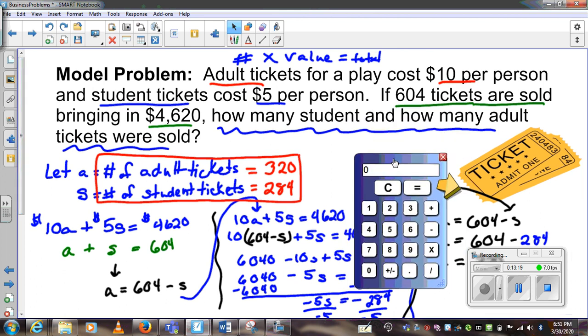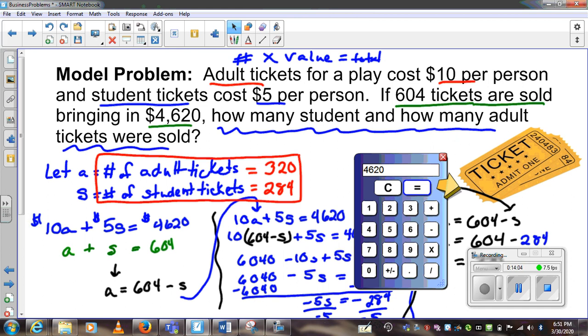Okay, so here's my calculator, and I'm going to do 320 plus 284, and that should give me 604 tickets, which is perfect. Now, let's see. There were 284 student tickets, and those were $5 each. So that means student tickets brought in $1,420. The adult tickets were $10 each, and there were 320 of them. So you might be able to multiply that in your head, 320 times 10. So plus 3,200, and that gives me 4,620. Perfect, right what I needed to see.